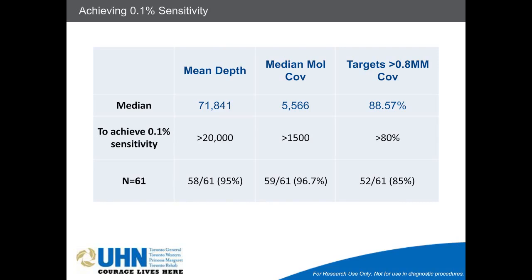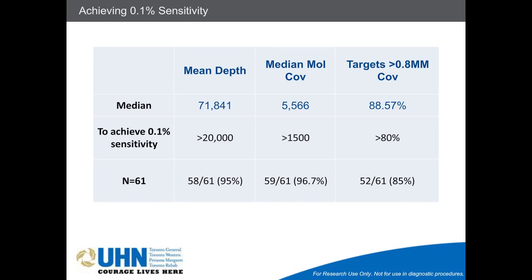The mean depth, which is recommended for 0.1% sensitivity to be greater than 20,000. Median molecular coverage, which is recommended to be greater than 1,500. And then targets greater than 0.8 median molecular coverage, which is recommended to be greater than 80%. And these 3 criteria are available on the user sheets that can be obtained from Thermo Fisher.